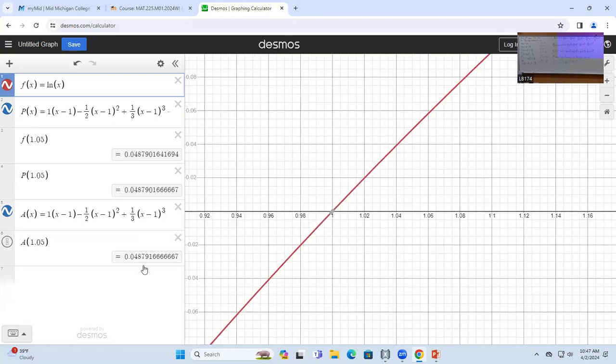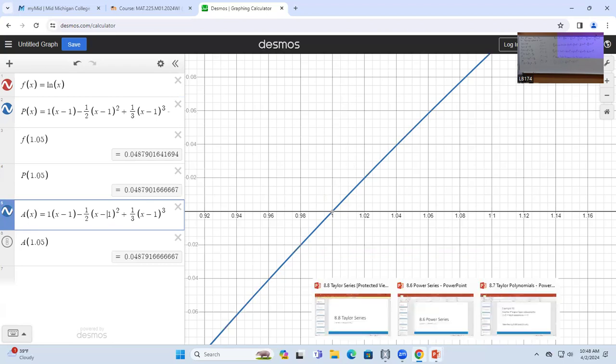Still going to be a pretty good approximation, but hopefully you notice that it differs in the 6th decimal place from what the actual function value is, whereas our original differed in the 9th decimal place. So you get a better approximation with a 5th degree than you do with a 3rd degree. That's the point of that.